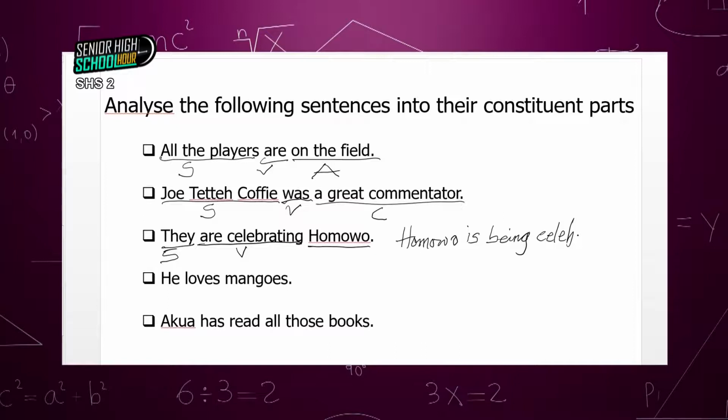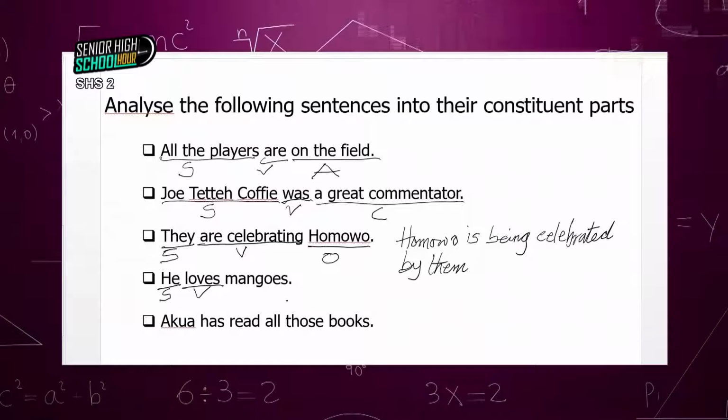Being celebrated, then we bring our agent, the they now changes to them. So we have homo is being celebrated by them. Once we can use homo here to be the subject of our passive voice structure, then homo is the object. Great. You can try a lot of them. Objects are not difficult to find at all.